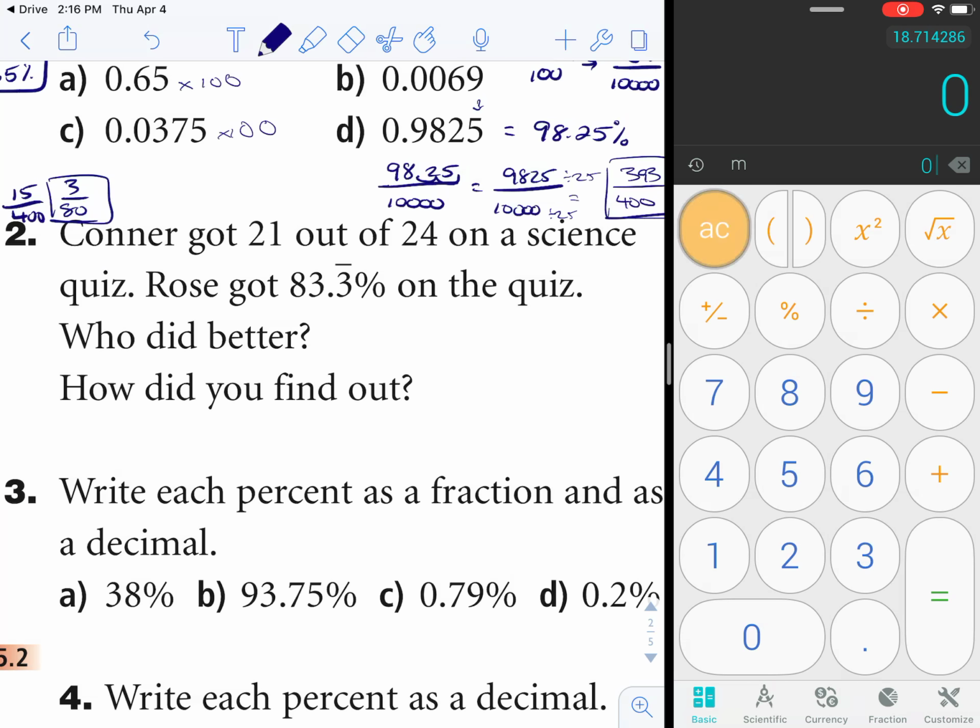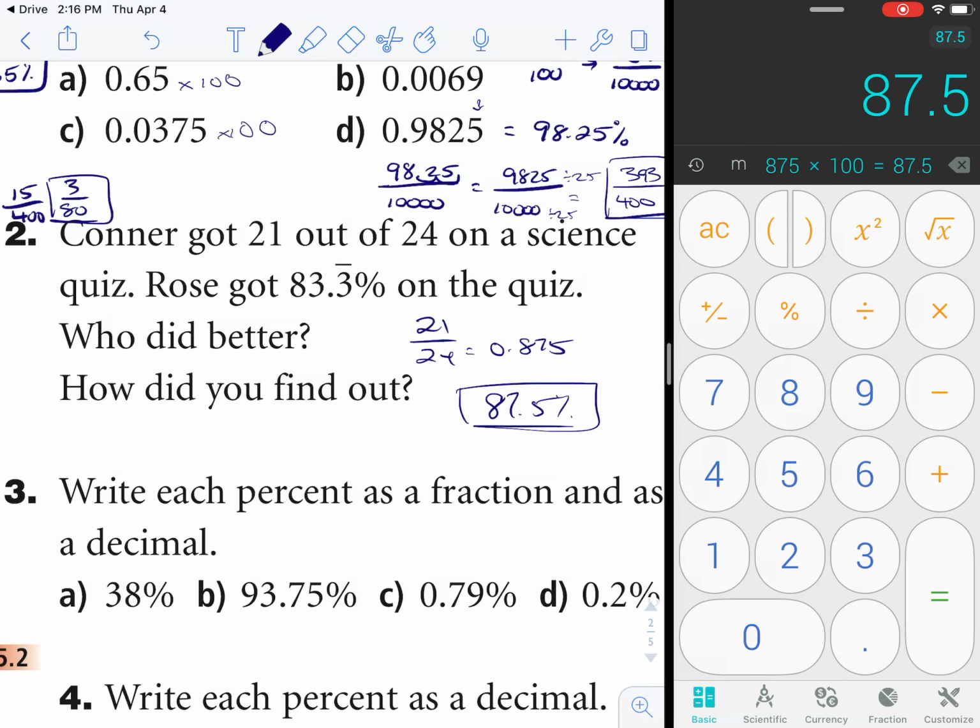Okay, Connor got 21 out of 24 on a science quiz. Rose got 83%. Who did better? So let's check Connor, 21 out of 24. Change it to a decimal. Change this to a percent by multiplying by 100. That's 87.5%. So Connor did better.